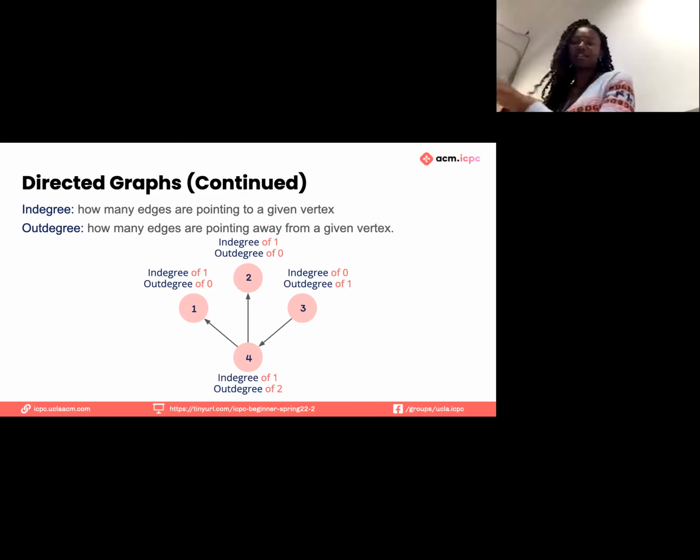And so we can see 4, for example, has an in degree of 1, but an out degree of 2. It's pointing to 2, getting pointed to by 1. Just a nice terminology to know. I don't know if it'll be too relevant today, but yeah, I guess you should know that.